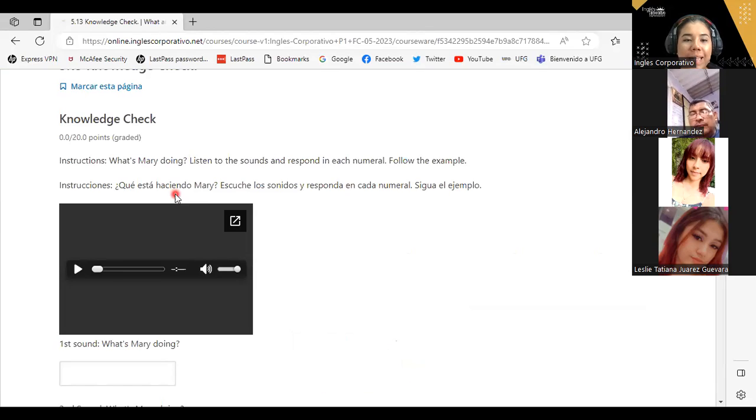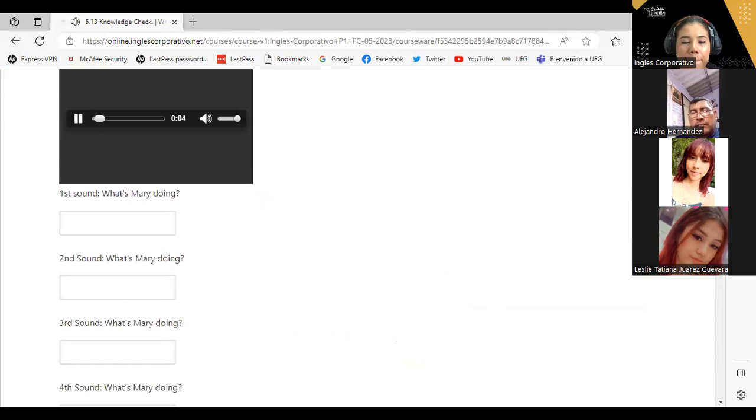Vamos a ver. Dice, ¿qué está haciendo Mari? Escuche los sonidos y responda cada numeral según el ejemplo. What is Mari doing? Answer questions about each sound. One. Two. Yeah, good thing. A ver, ayúdenme. Three.